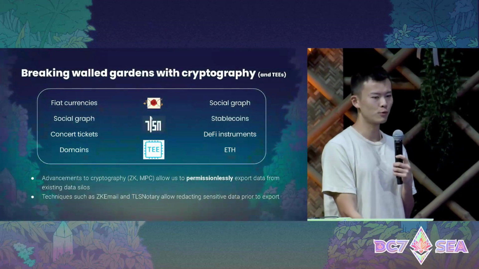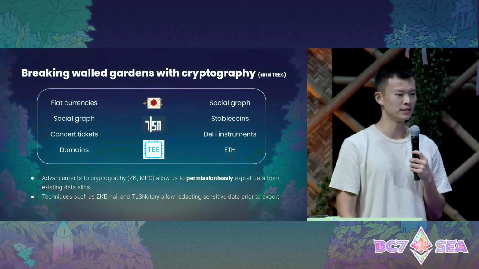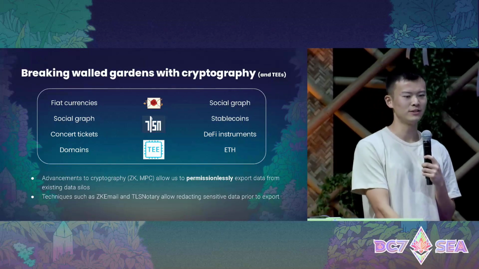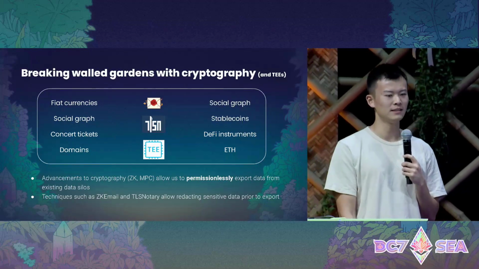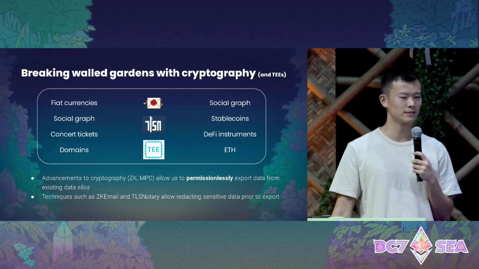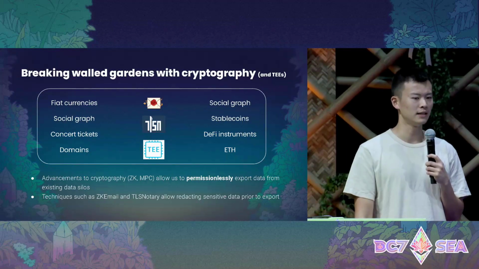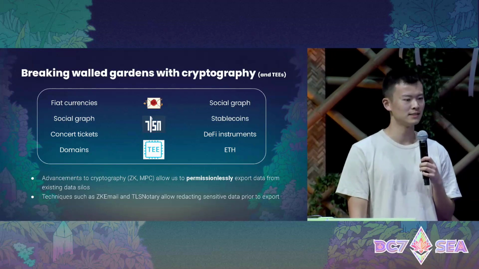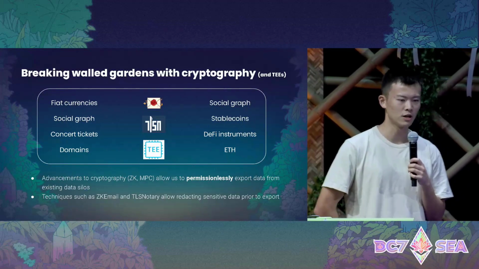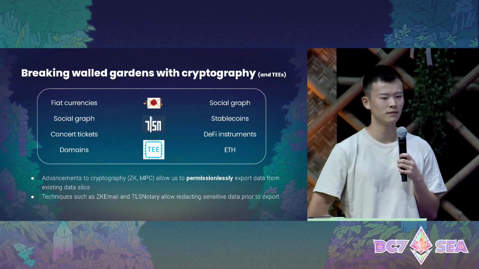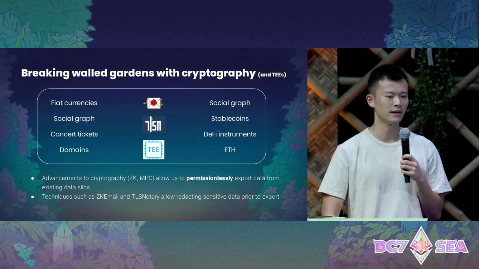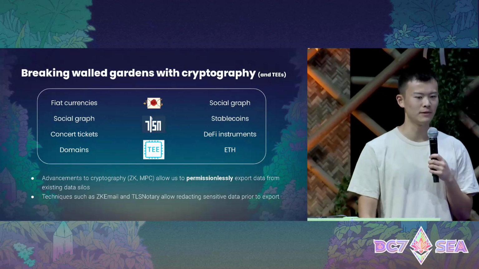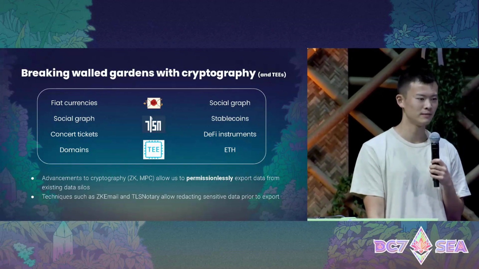We can break through these walled gardens using cryptography and also maybe TEEs. So we can use ZK and MPC, these new technologies, to allow us to permissionlessly export data from these centralized data silos. Techniques such as ZK email and TLS notary, which also can help us redact any kind of private sensitive information prior to exporting. Check out some of the other talks on ZK email or TLS notary today if you want to learn more deeply.